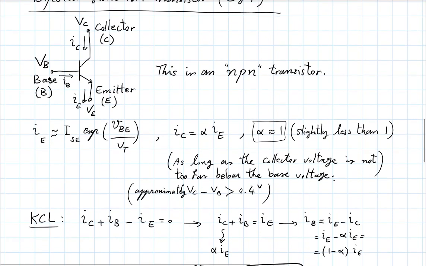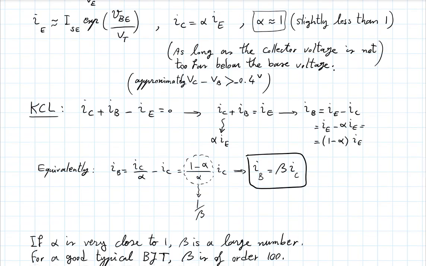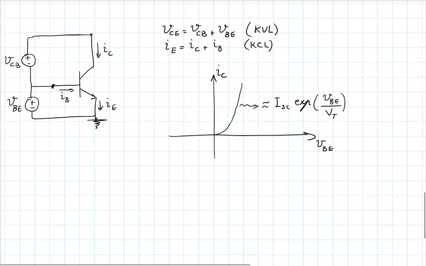Like I said here, this was the condition. As long as VCB, this should have a negative sign here, as long as the collector voltage is not too far below the base voltage. It's okay if it's about 0.4 volts below the base voltage. So I'm saying equivalently VC should be greater than VB minus 0.4 volts. It can go about 0.4 volts below, and still things would work.